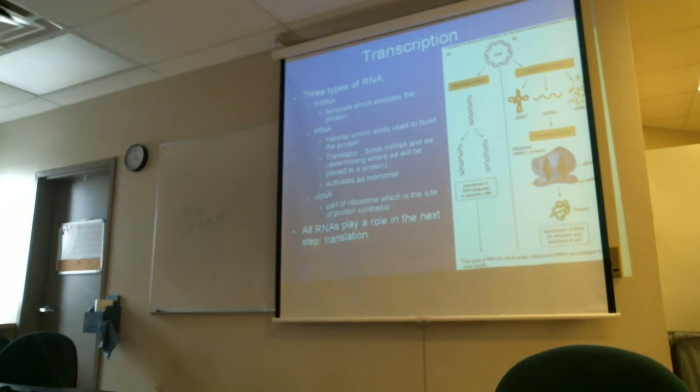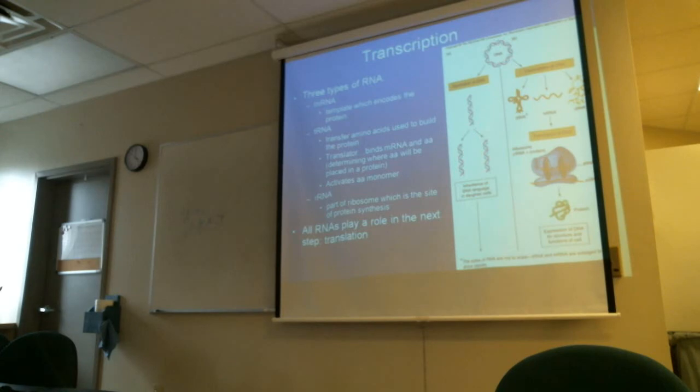Now, the three types of RNA. Messenger RNA, as far as the description, is a template that encodes a protein. The transfer RNA transfers amino acids used to build the protein. The ribosomal RNA is actually part of the ribosome that supports protein synthesis. So ribosomal RNA is in the ribosome. So all three of those RNAs play a role in the next step called translation.